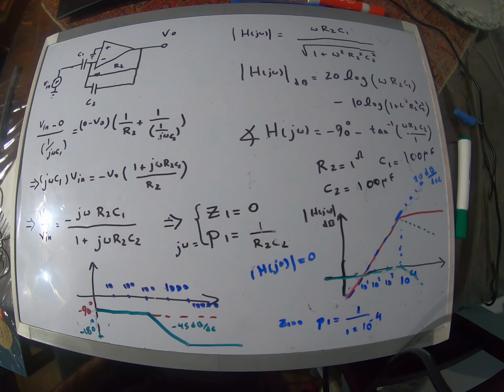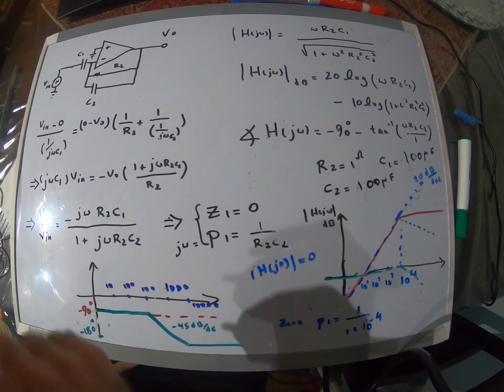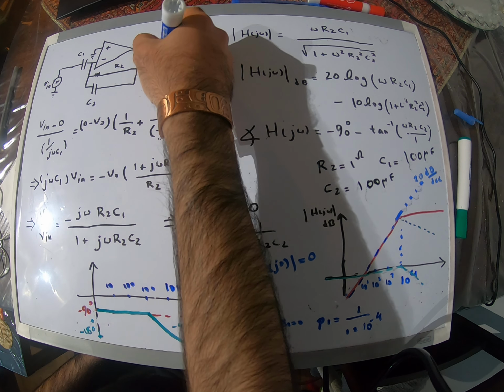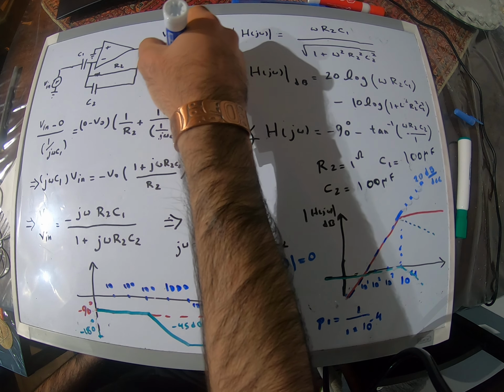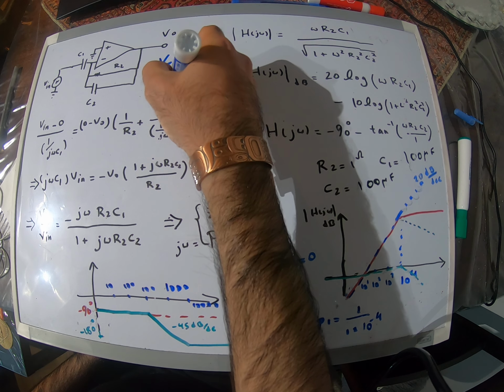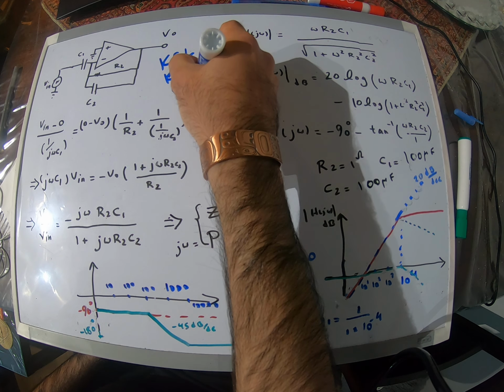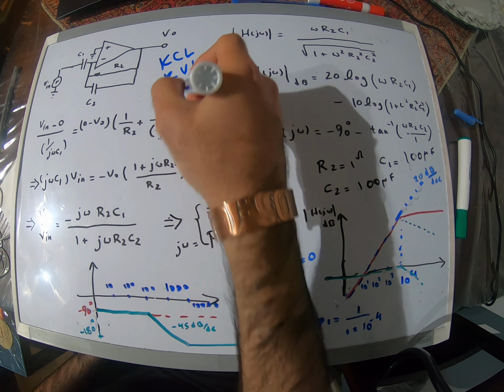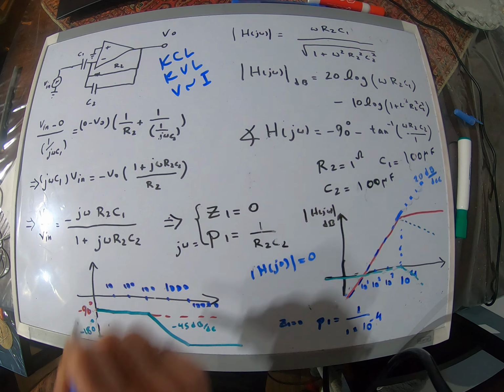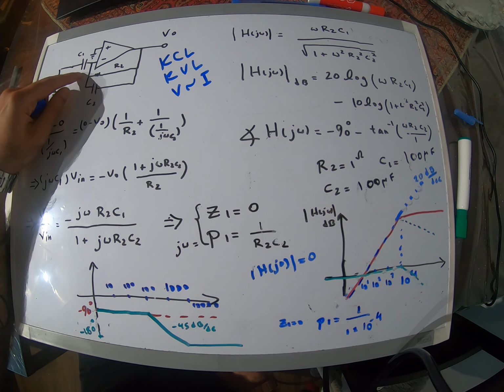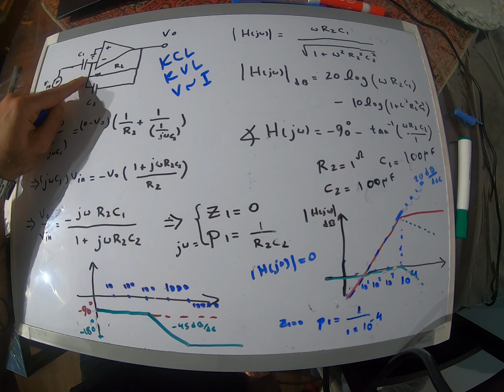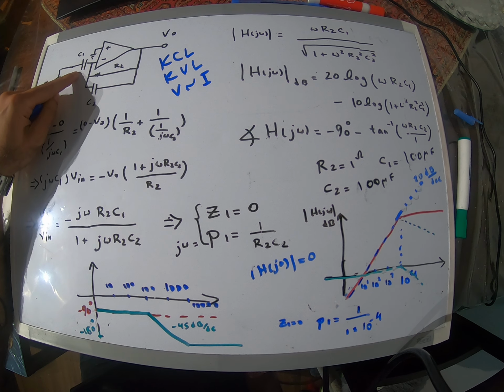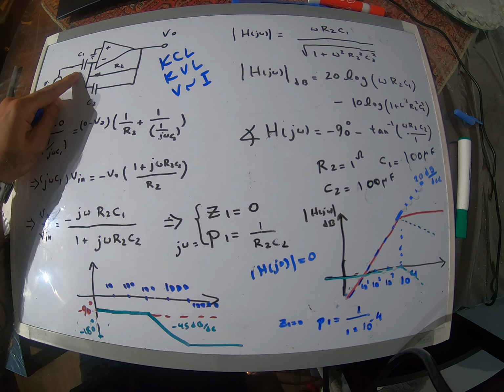And as I explained before, to find the transfer function, we just need to use basic formulas for KCL and KVL. We also need to know the relationship between voltage and current for different devices, for different elements. So for a resistor, it's Ohm's law, V is equal to Ri. For a capacitor, you need to know the impedance, it's 1 over j omega C. For an inductor, it's j omega L.